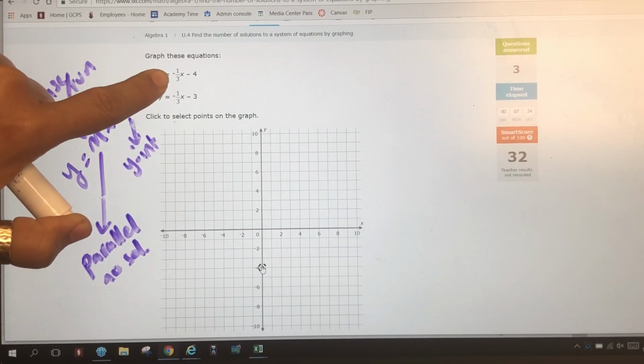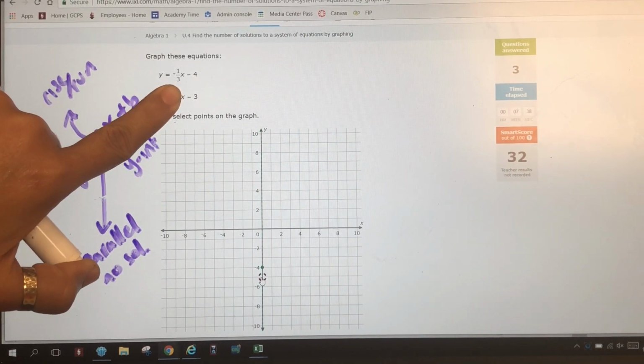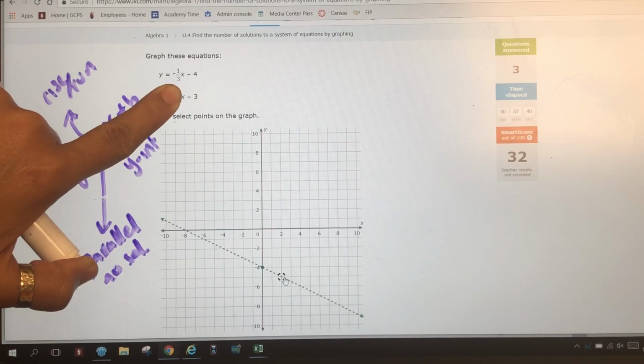So negative 1 means I'm going to go down 1 because it's negative, and then positive 3 means I'm going to go right 3. 1, 2, 3.